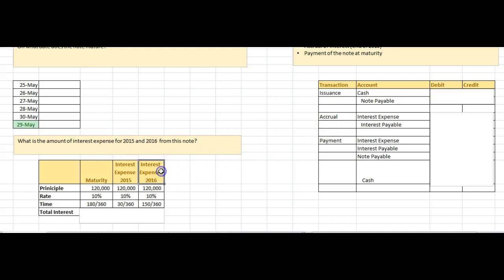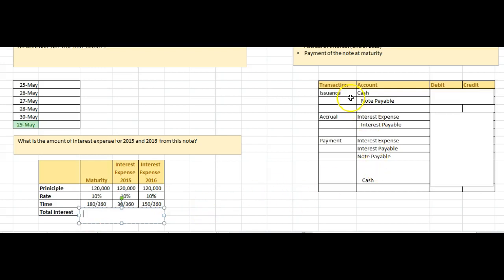And then in 2016, you'll have to figure out how much they'll owe in interest for that entry. So again, I've got 180 days. I've already charged for 30 days. That means I have 150 days left in 2016. Same drill. Whatever the total is, these two added together should equal the total here. So you should have your main figures you needed now.